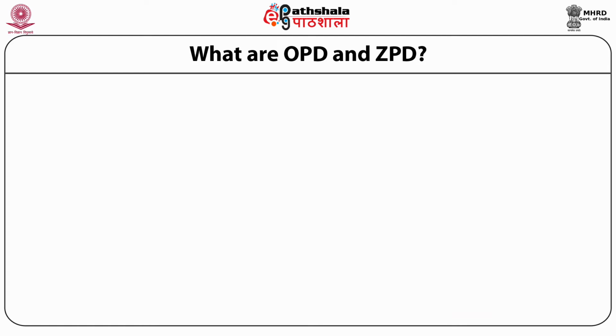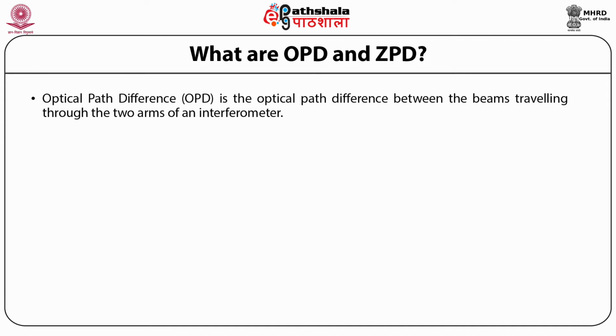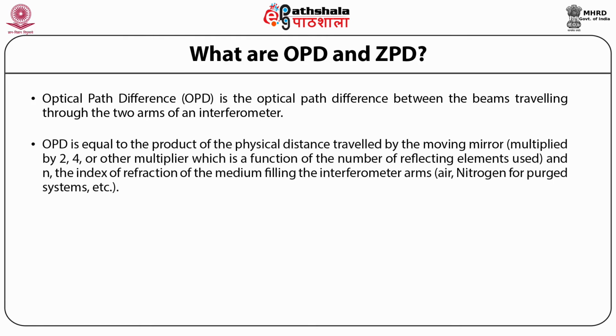What are OPD, optical path difference, and ZPD, zero path difference? Optical path difference, OPD, is the optical path difference between the beams traveling through the two arms of an interferometer. OPD is equal to the physical distance traveled by the moving mirror multiplied by 2, 4 or other multipliers, which is a function of the number of reflecting elements used, and n, the index of refraction of the medium filling the interferometer arms: air, nitrogen for purge systems, etc. The raw FTIR data consists of a number of signal-OPD pair values.